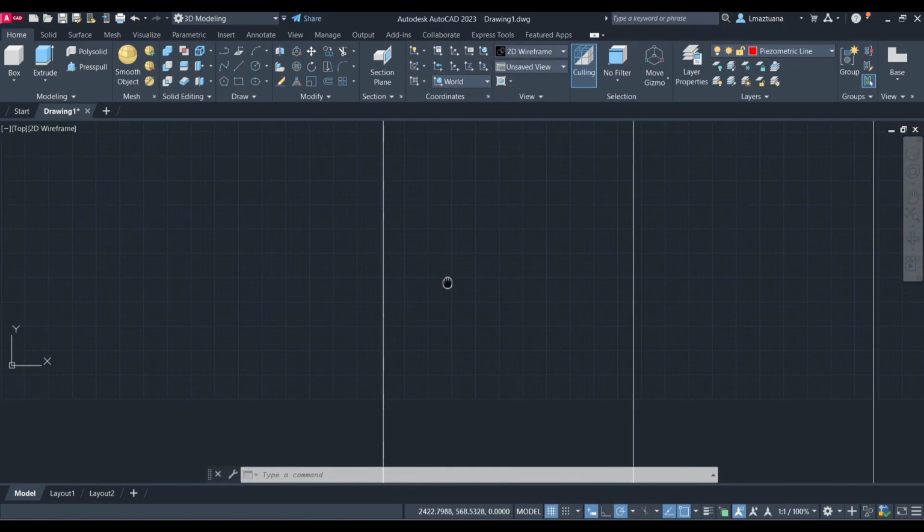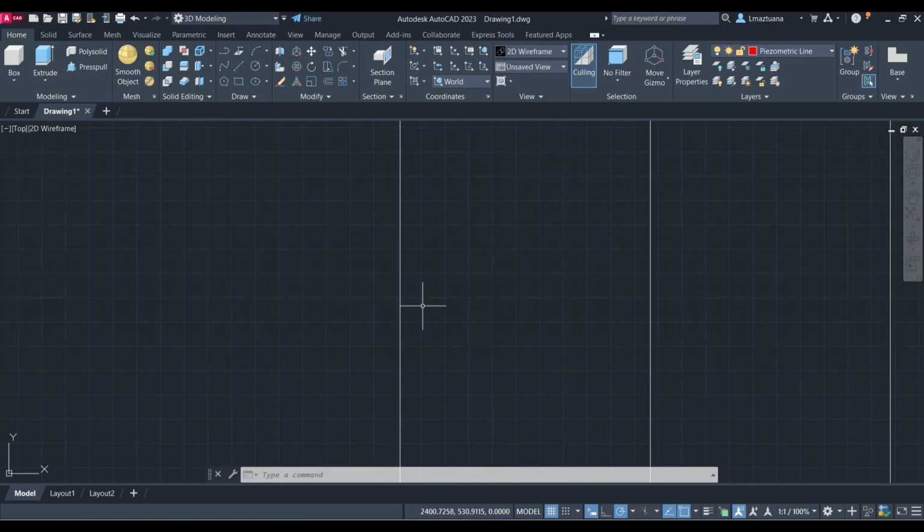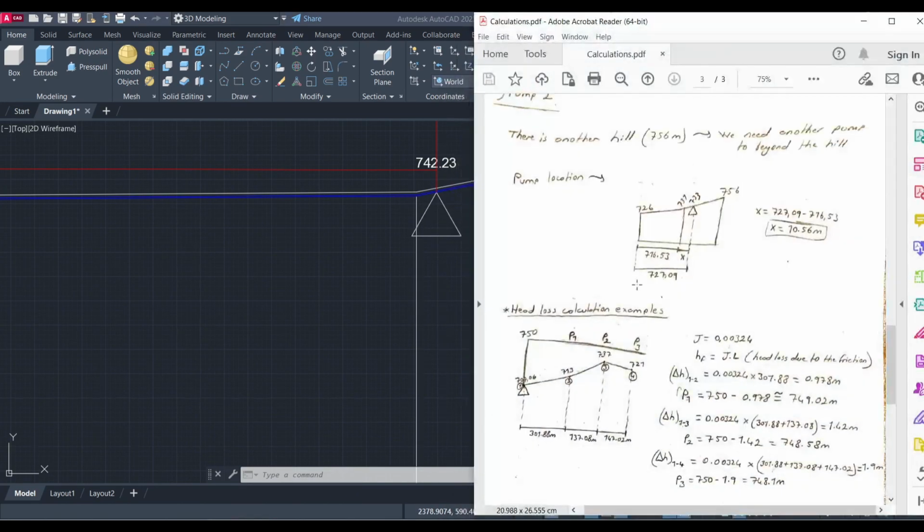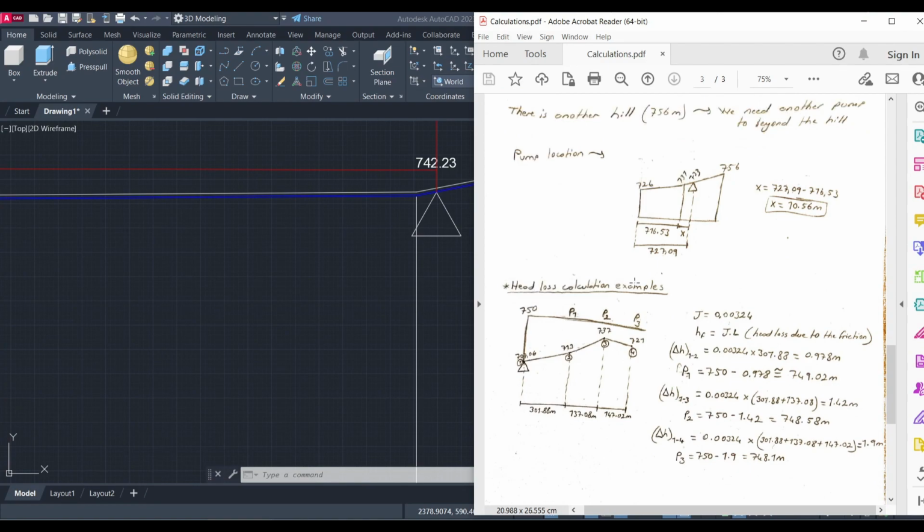So from here to here is 10.56 meters, and then we need to calculate the head loss due to the friction. Actually, there is an example calculation for the head loss. We have the hydraulic slope data in here, and head loss due to the friction is calculated as the hydraulic slope times L, the length of the pipe in here, for example.